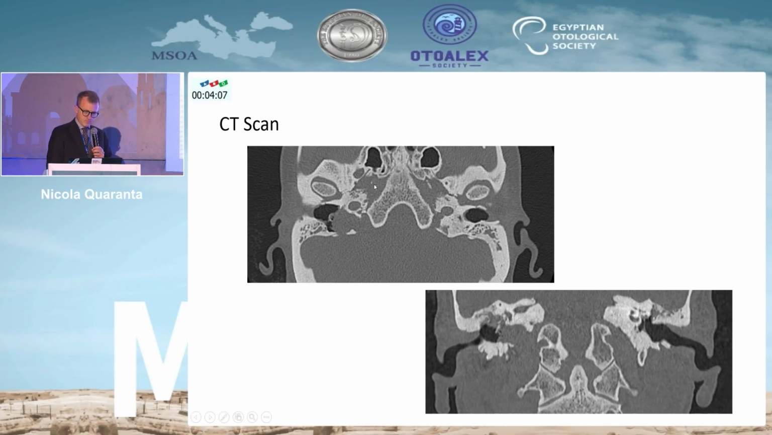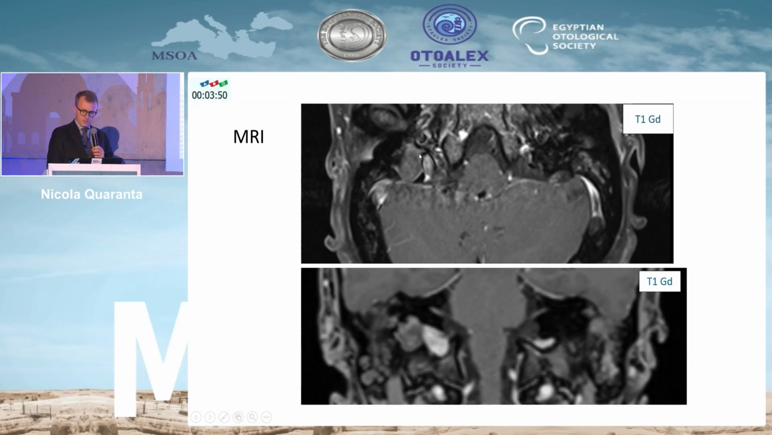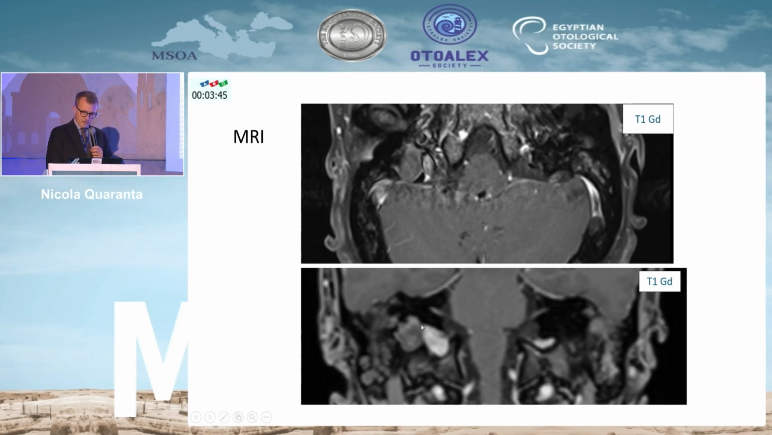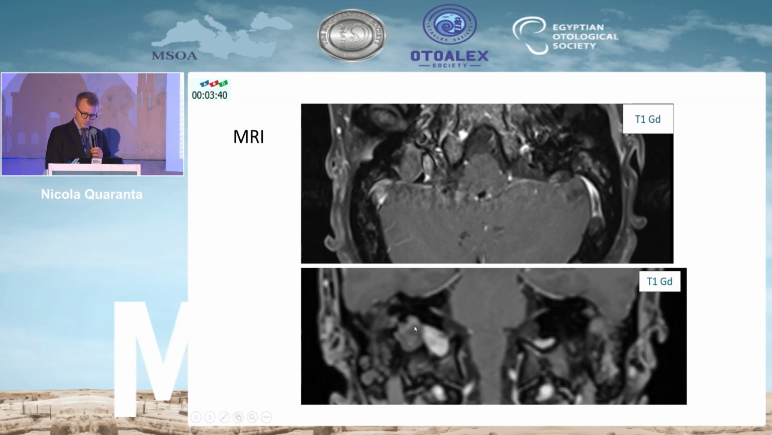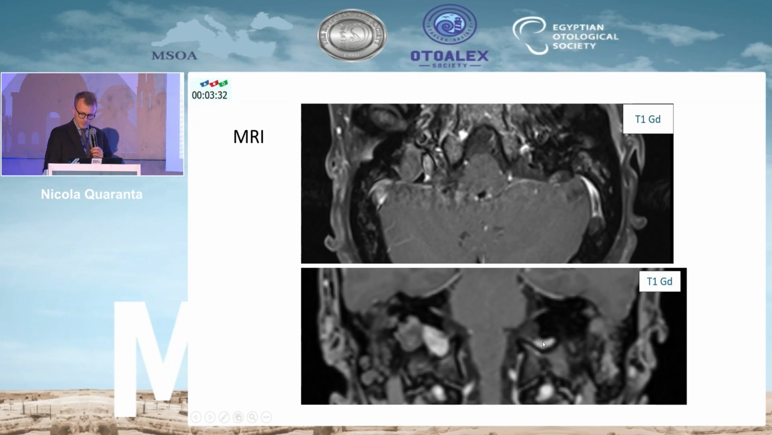But this is the CT scan. So we have a middle ear cholesteatoma that involves the infralabyrinthine area, the infralabyrinthine cells, and reaches the jugular bulb. This is more clear on MRI, T1 with contrast. This is the jugular bulb. This is the cholesteatoma. And as you can see here in the coronal view, there is a contact, at least, between the jugular bulb and the cholesteatoma. The problem here is that on the left side, we have a hypoplastic sigmoid sinus and hypoplastic bulb.